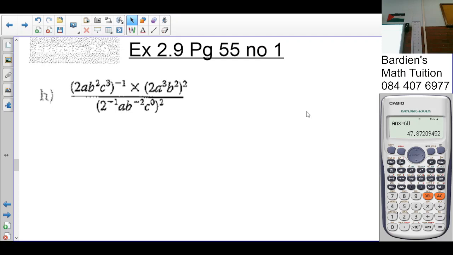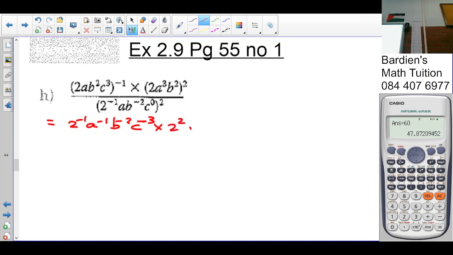Right. Next. People, that will be 2 to the negative 1, not so? a to the negative 1, b to the negative 2, c to the negative 3, times 2 squared, a to the 6, b to the 4, over 2 to the negative 2, a squared, b to the negative 4, c to the 0. Again, I could have written 2 to the negative 1 as half. 2 squared, I could have written that as 4, and 1 over 4. You could have done that as well. Okay? Multiply the top out first.